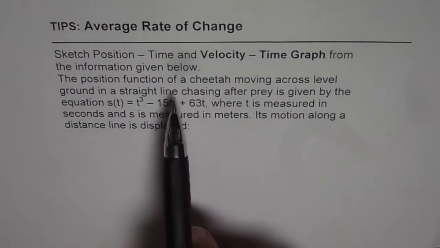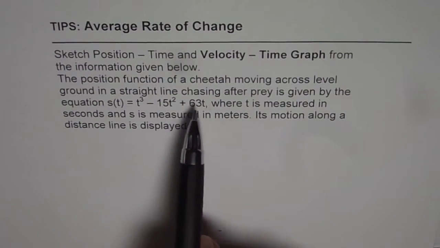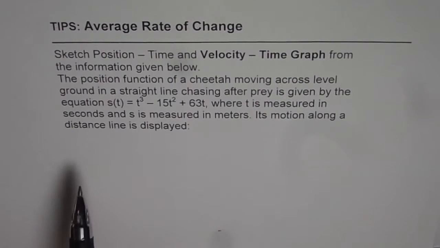The position function of a cheetah moving across level ground in a straight line chasing after prey is given by the equation s of t equals t cubed minus 15t squared plus 63t, where t is measured in seconds and s is measured in meters. Its motion along the distance-time line is displayed.